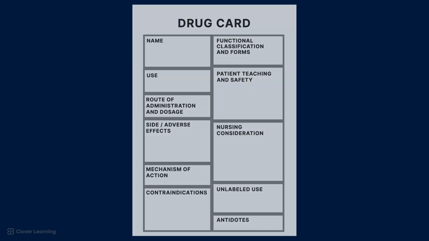Information drug cards should include is drug name, both generic and brand, uses of the drug, route of administration, dosage range and usual adult dose, side effects and adverse reactions, action or how the drug interacts with the organs or systems it is supposed to affect, contraindications, drug classification, forms in which drug is available, patient teaching and safety, including signs of toxicity, nursing consideration, common unlabeled or off-label uses, antidotes.